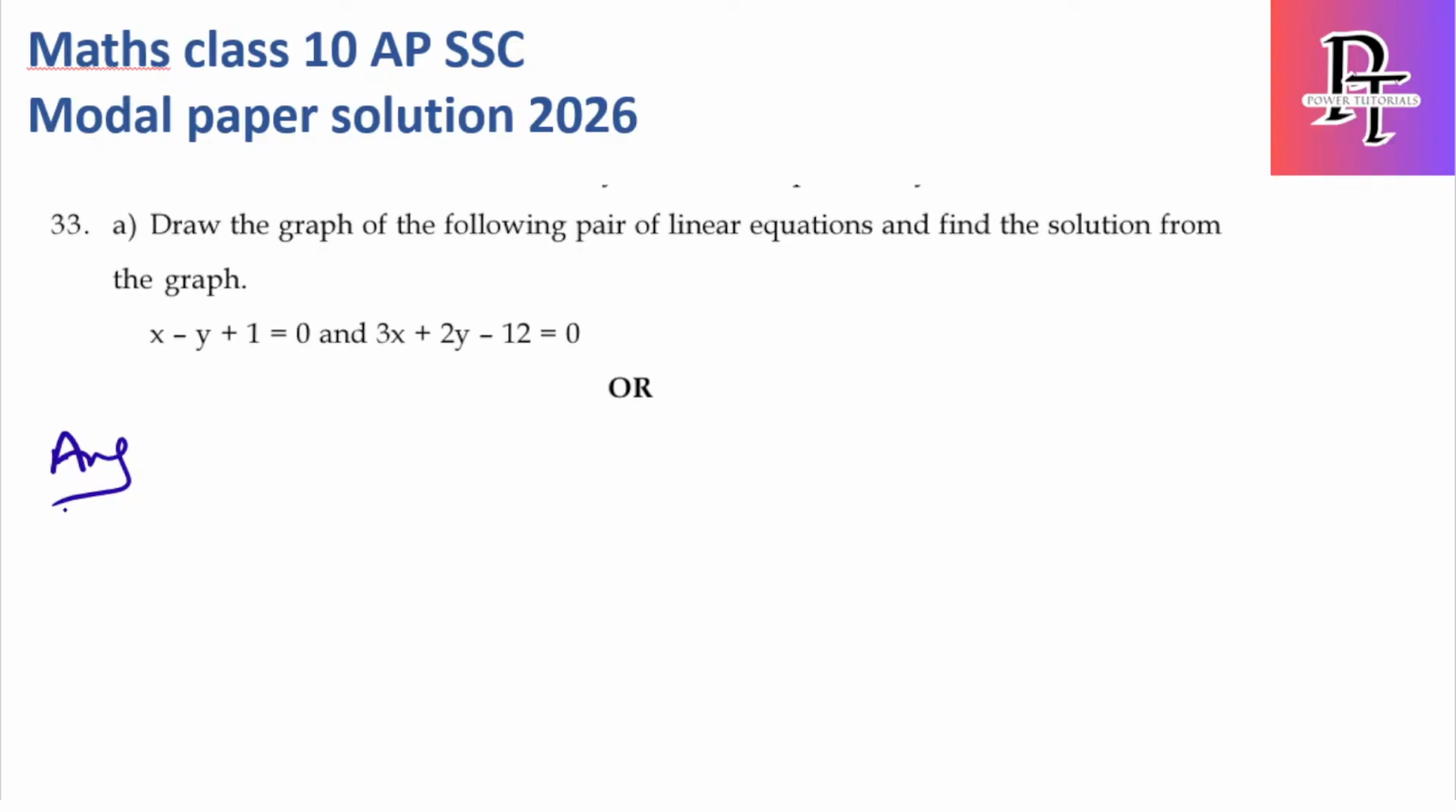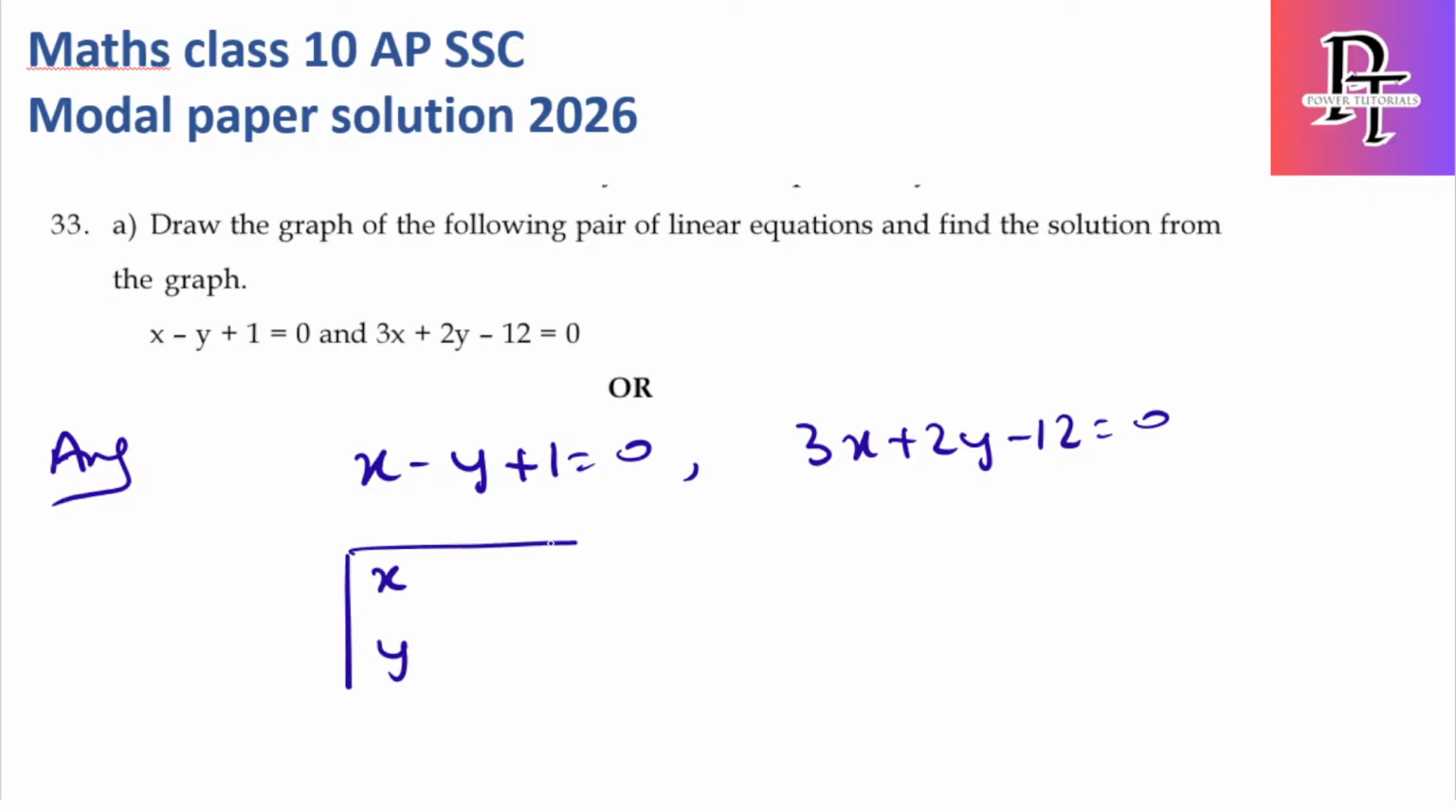Draw the graph of the following pair of equations and find the solution from the graph. For this I don't have a graph sheet with me because I'm using PowerPoint to explain these questions, but I will explain how to solve it using a graph sheet if you have it. For the first part, x minus y plus 1 is equal to 0, and the second is 3x plus 2y minus 12 is equal to 0. What I will do is substitute x as 0 or y as 0 and get 2 points.